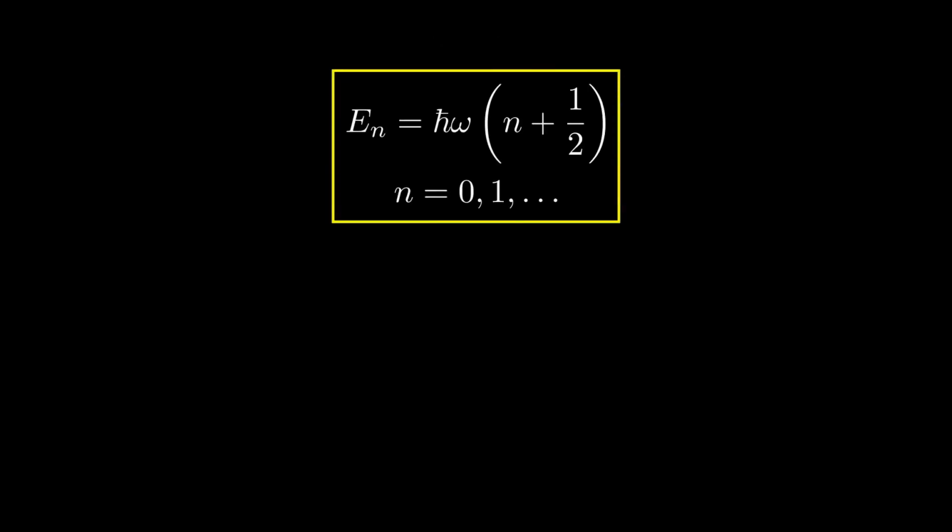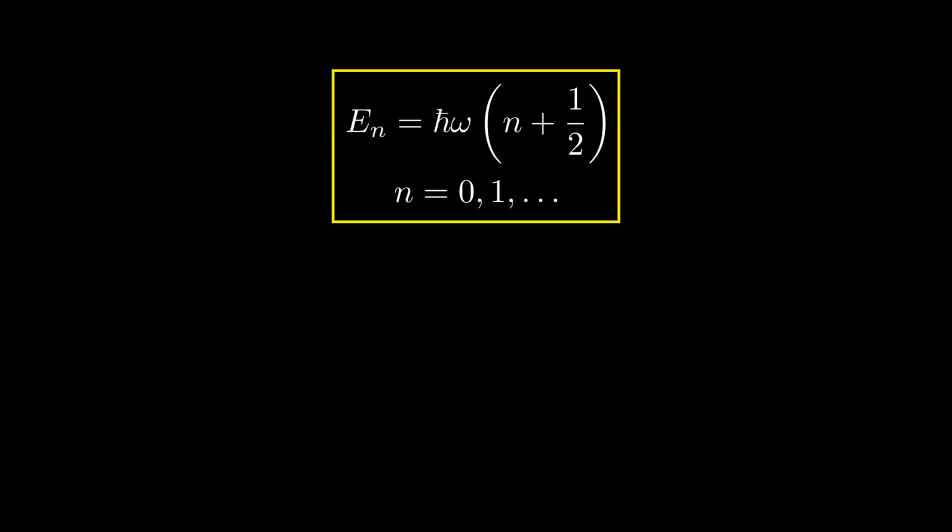Altogether, we therefore have that the energy spectrum is given as h bar omega times n plus 1/2 for n equals 0, 1, 2, etc. Consequently, we get quantized energy levels, unlike what we would get for the classical harmonic oscillator, of course, where any energy level is assumed to be allowed.